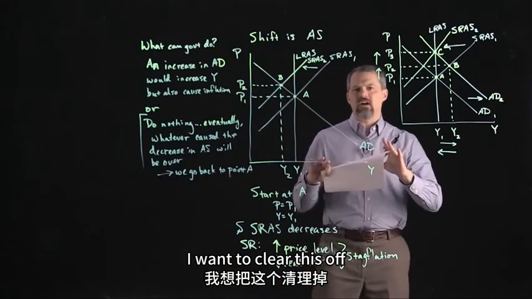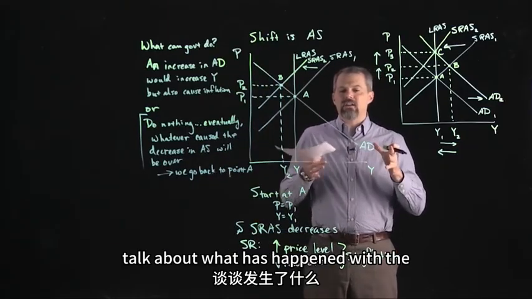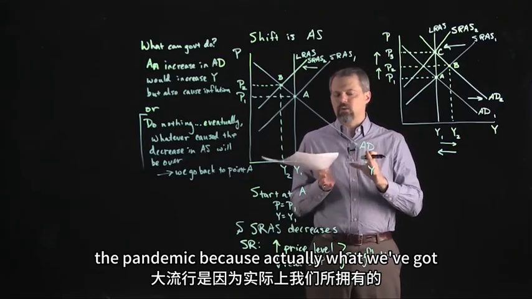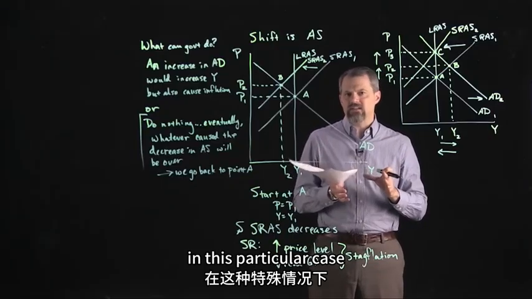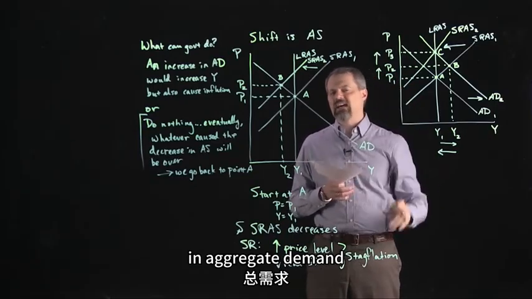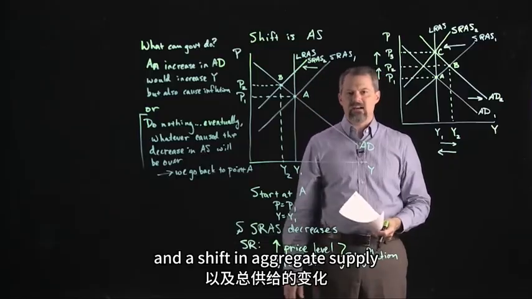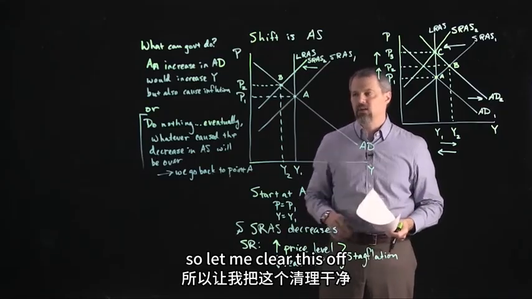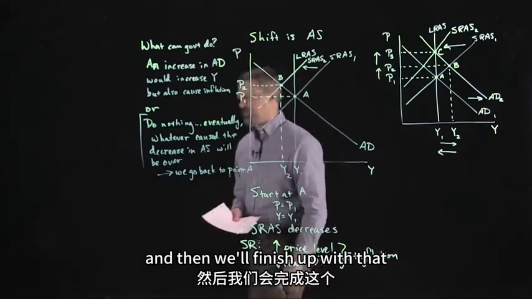I want to clear this off and then just kind of talk about what has happened with the pandemic, because actually what we've got in this particular case is the combination of a shift in aggregate demand and a shift in aggregate supply, and it's caused things to be especially bad. So let me clear this off, and then we'll finish up with that.